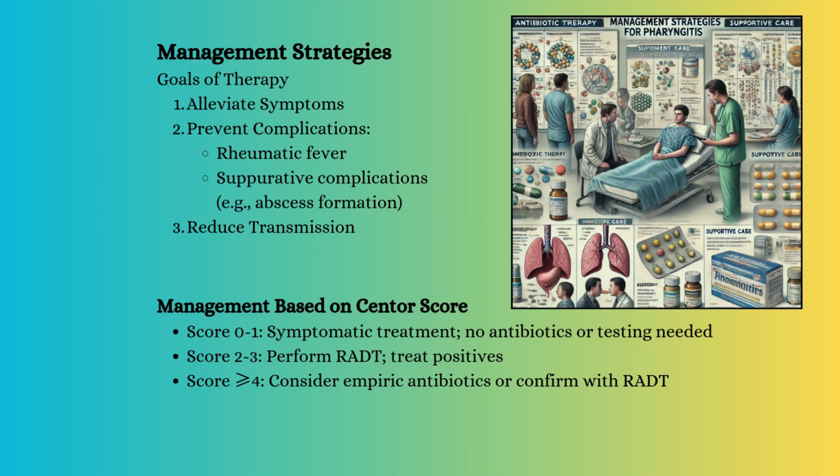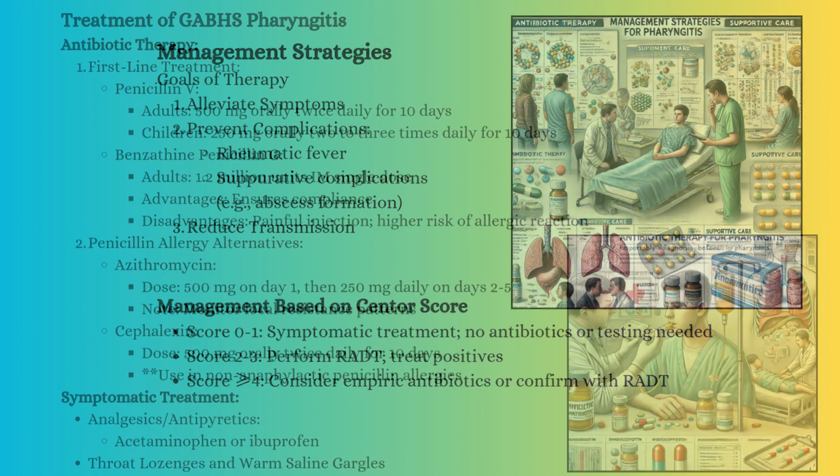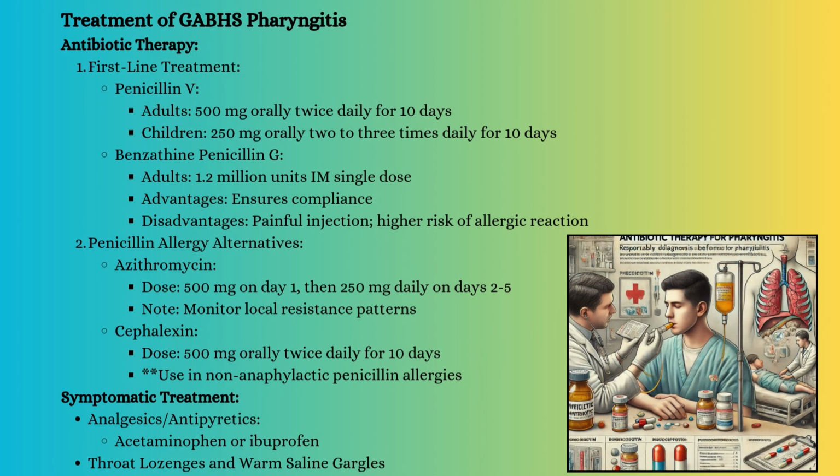Management strategies. Goals of therapy: alleviate symptoms, prevent complications, rheumatic fever, suppurative complications, e.g., abscess formation, reduce transmission. Treatment of GBHS pharyngitis, antibiotic therapy, first-line treatment: penicillin V, adults 500 mg orally twice daily for 10 days, children 250 mg orally 2 to 3 times daily for 10 days. Benzathine penicillin G, adults, 1.2 million units IM single dose.